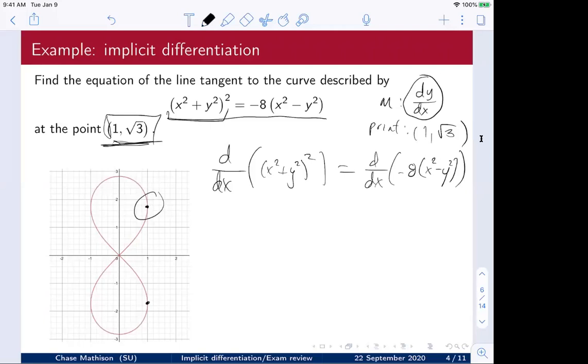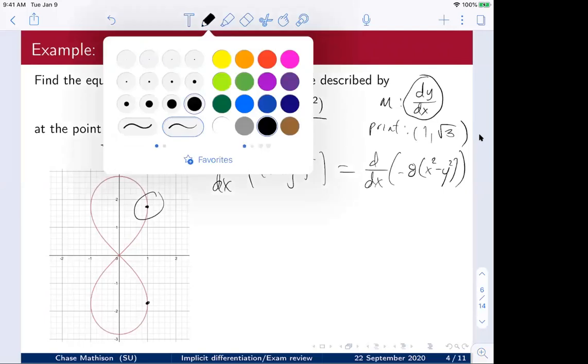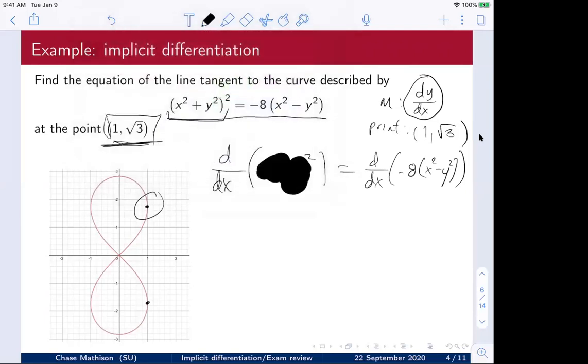Someone asks, is it a good idea to simplify both sides first? Again, you can, but that kind of defeats the purpose of implicit differentiation and this really powerful tool we have in the chain rule. So it's a case-by-case situation, but in general, I won't expand this first. I'm just going to use the chain rule and go from there. So the derivative of the left side. First of all, I need to know, what's the derivative of something squared?